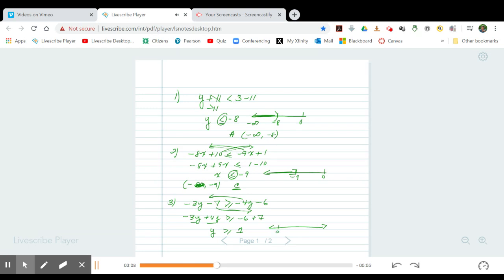If this is my 0, I'll put positive 1 here. It's not a strict inequality. It's greater than or equal to. So I've got a bracket. It can be equal to positive 1 and everything to the right, all the way out to positive infinity. So in interval notation from 1 all the way out to infinity. And this is number 3, so letter C is the correct response.